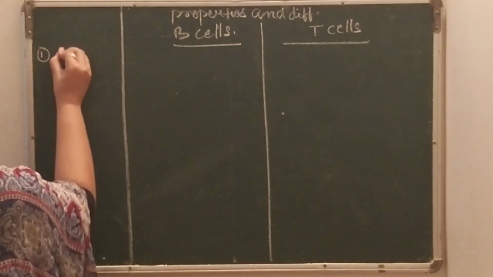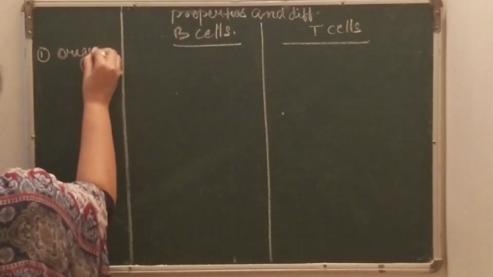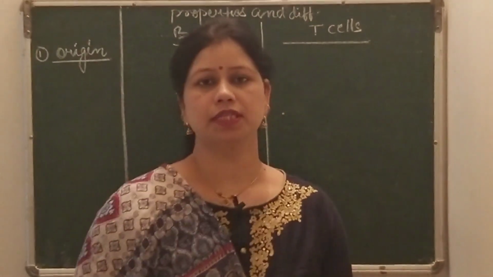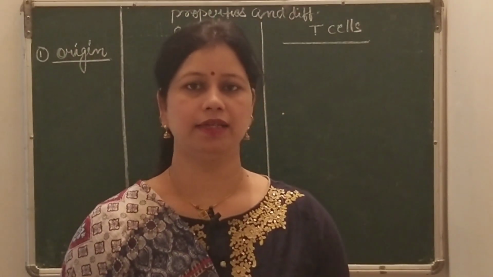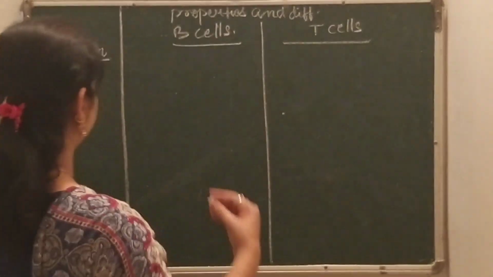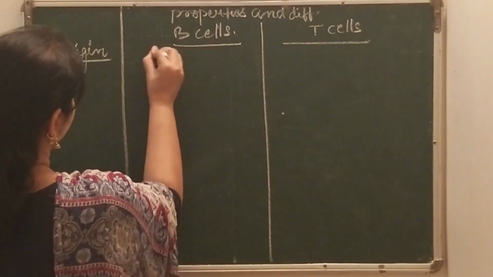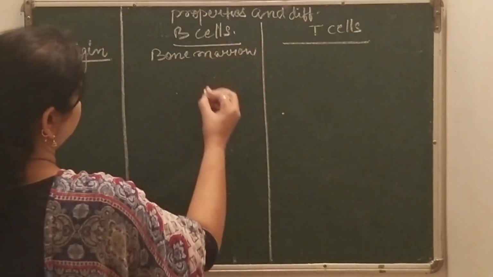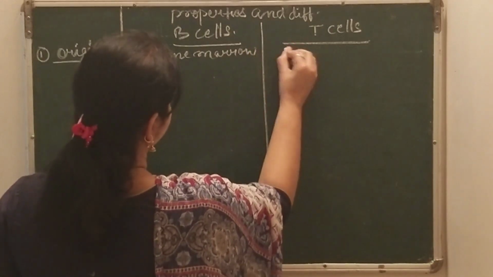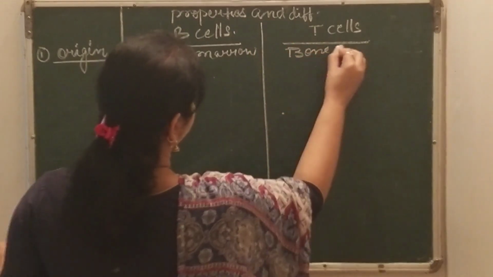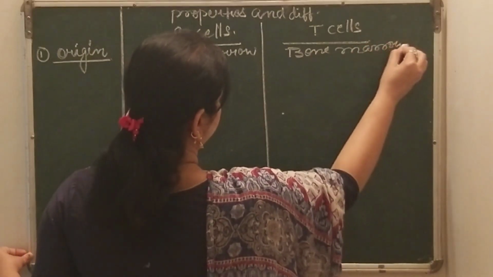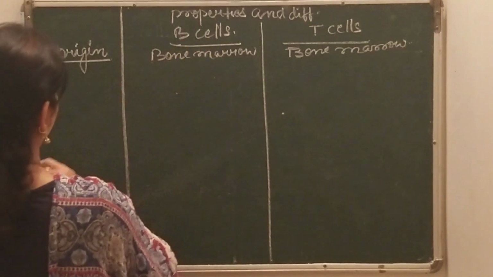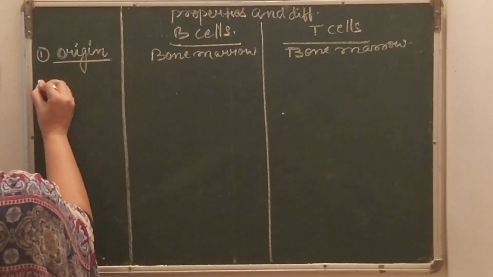So, first is about the origin. Okay, so we will see here where the B and T cells originate. B cells originate in the bone marrow, and the origin site of T cells is also bone marrow. T cells are generated in bone marrow, as well as B cells are also generated in bone marrow. So, this is the origin organ.